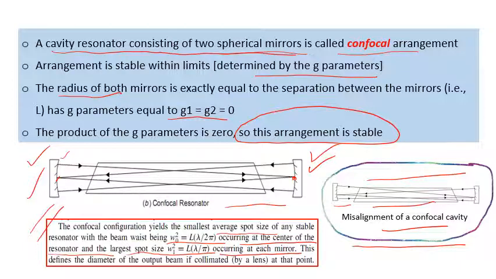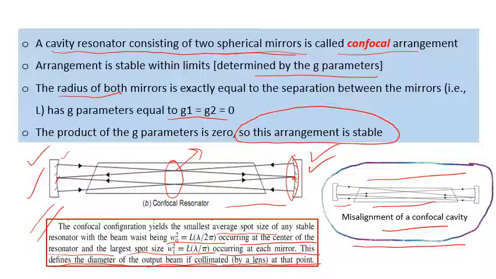Okay. So what does it define? This defines the diameter of the output beam if collimated by a lens at that point. Here, waist, beam waist. Okay, this is the point where you can find out the beam waist, and this is the point where they have the largest spot, and here this is the beam waist. Okay, so यही चीज इधर एक्सप्लेन की गई है.